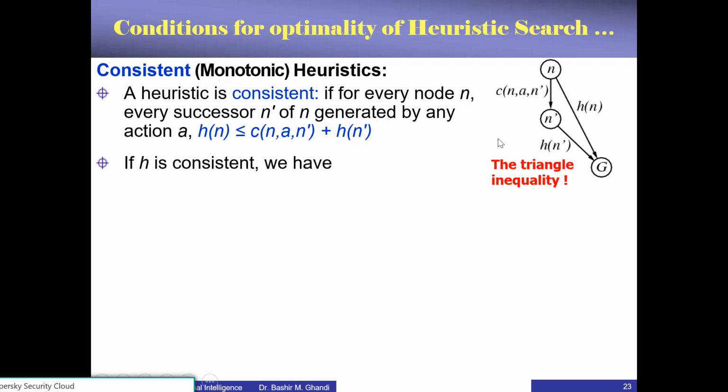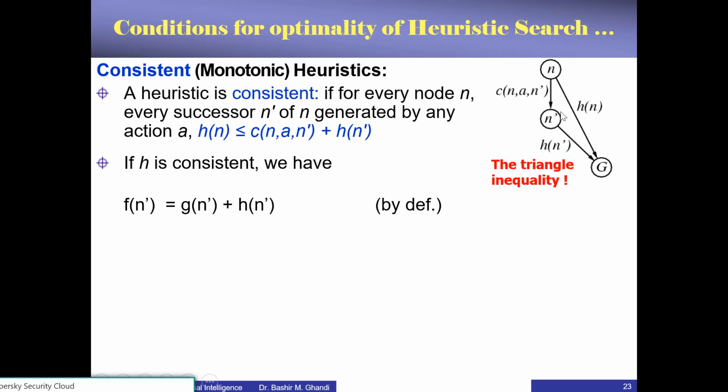We're going to try and prove this quickly. So let us say h is consistent, and let's see if we can prove that f is actually monotonic. Now, by definition, f(n prime) is the cost from the start state to n prime plus the estimate from n prime to the goal. This is by definition.